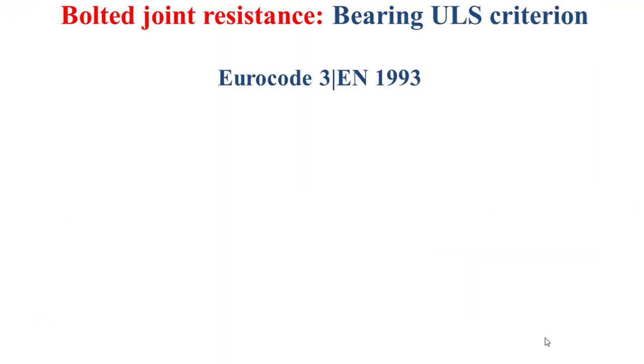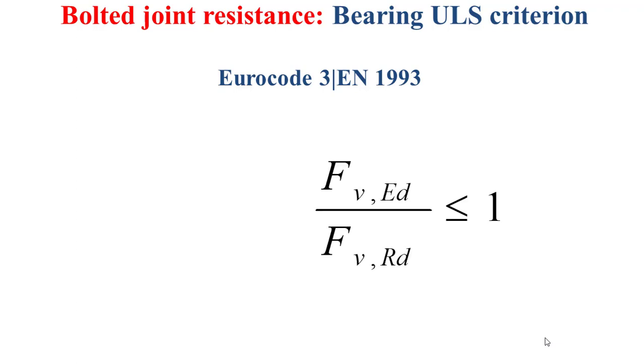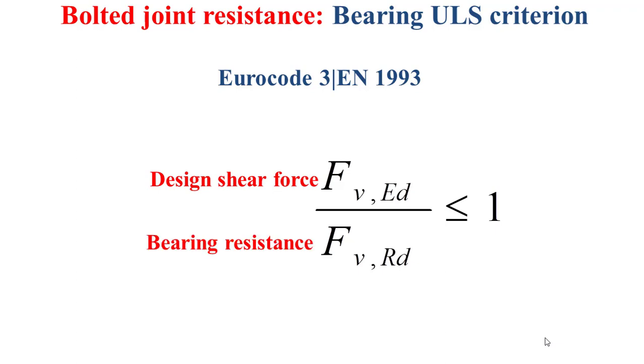Well, based on the Eurocode 3 standards associated to the European Standards 1993, the ultimate limit state criterion associated to bearing is expressed as Fv,Ed, which is the design shear force, divided by Fb,Rd, which is the bearing resistance, is lower than 1. This simply means that the shear force applied on the bolted joint should not exceed the bearing resistance of the bolted joint.